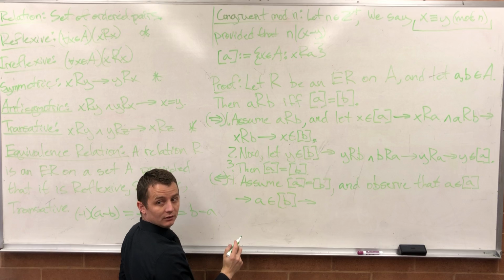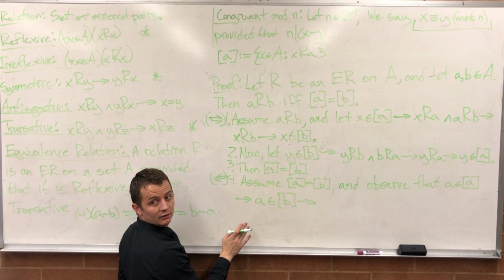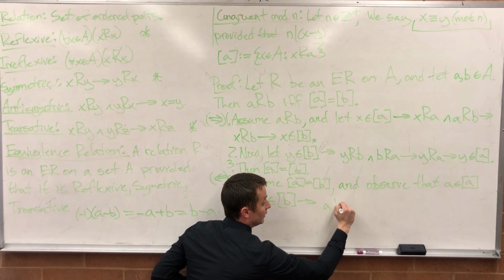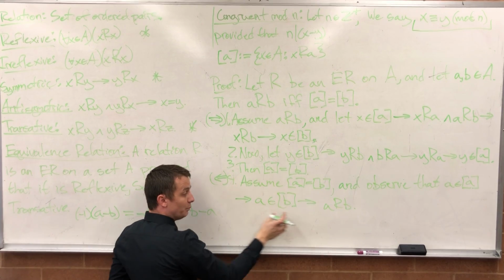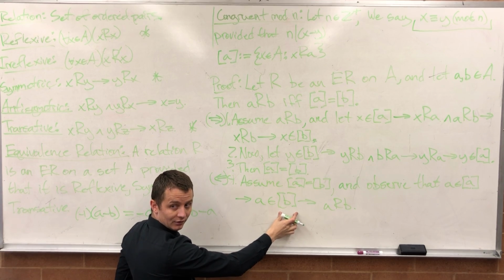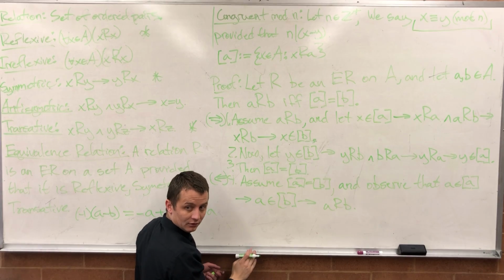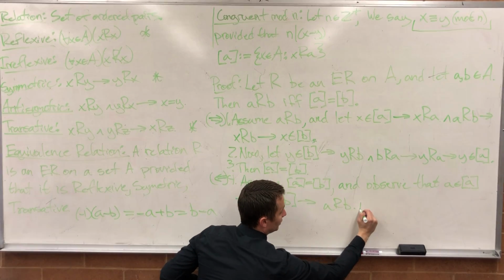What are we trying to show? A is related to B. And that gives me A is related to B. What is B's equivalence class? It's the set of everything related to B. So if A is in there, that's identical to saying A is related to B. And we're done. We did both directions.